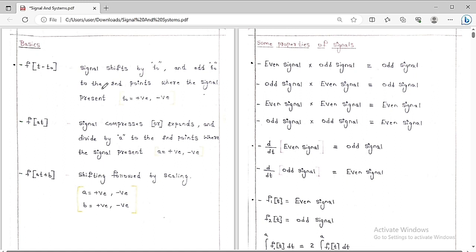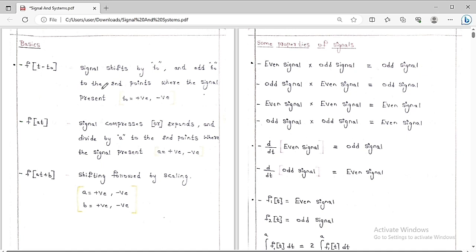t naught can be positive, t naught can be negative. If t naught is positive, we can say the signal is shifted to the right-hand side, or we can say the signal is delayed. If t naught is negative, we can say the signal is shifted to the left-hand side, or the signal is advanced. So this point you always have to keep in mind.